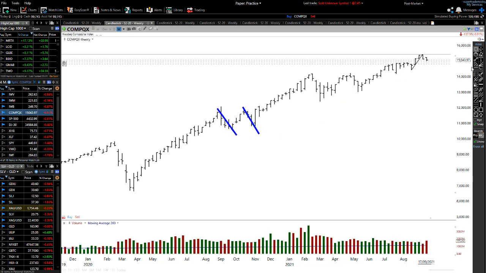Nasdaq is one of those charts that I really like. Let me just, where's my removal thing? Anyway, I'll just do it manually. Delete, delete, so on and so forth, right? So what are we looking at here? We're looking at the Nasdaq weekly, right? Again, you can use this for any stock.